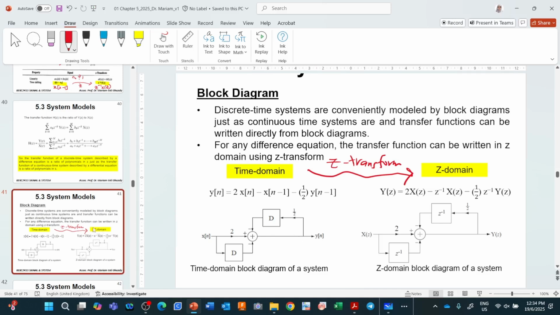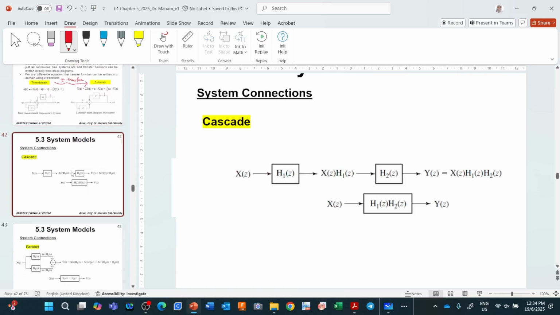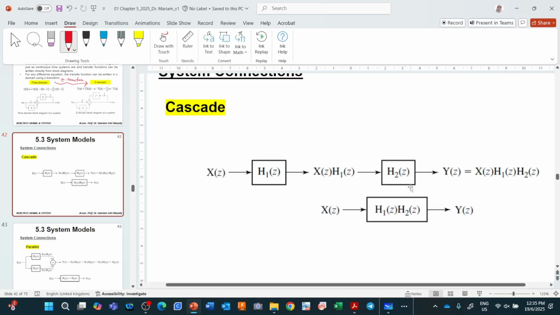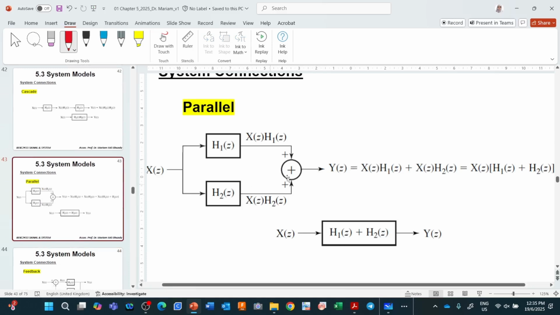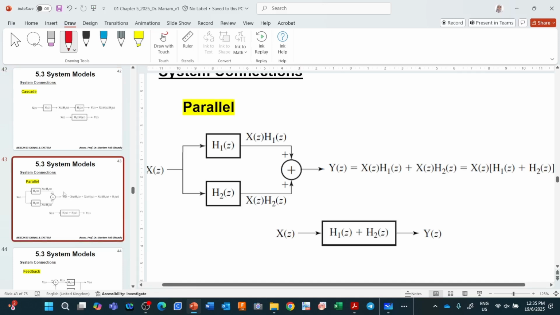For today, I'm going to give you an example. But before that, we go to what types of system connection you have. This we have covered in chapter 1, so I'm going to be very fast. You have the cascade type, where you have H1 and H2, so you get H1(z) times H2(z).